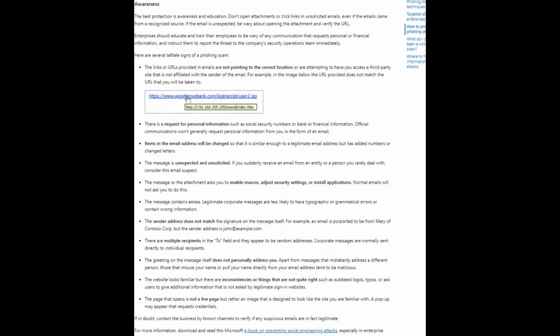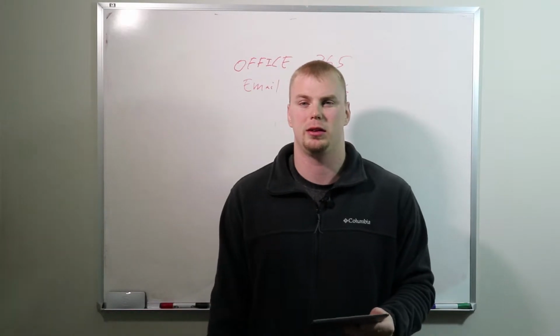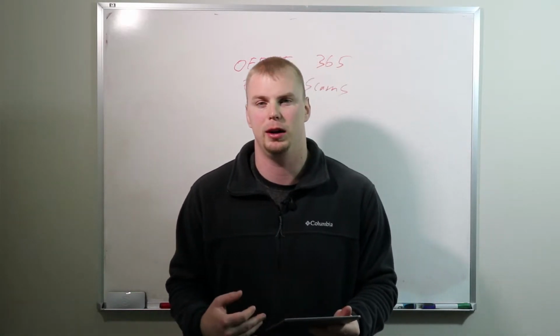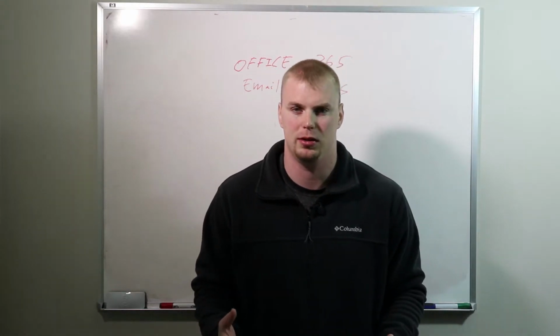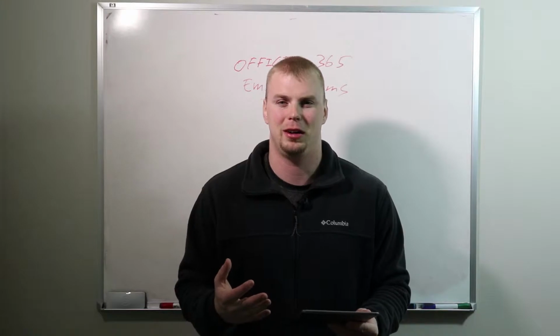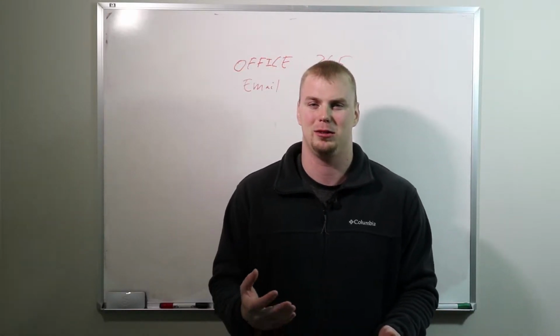The next one is a request for personal information such as social security numbers, bank or financial information. It goes on to say that official communications generally won't request personal information from you in the form of email. You really shouldn't be getting social security numbers and financial and bank information in email anyway. That should be through a more secure method. So if you are getting information like this, you should probably talk to your IT department and get something worked out to do this differently.